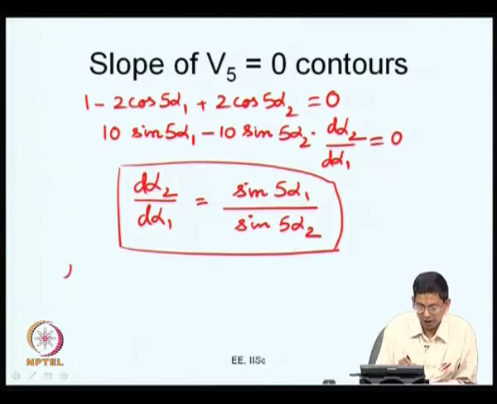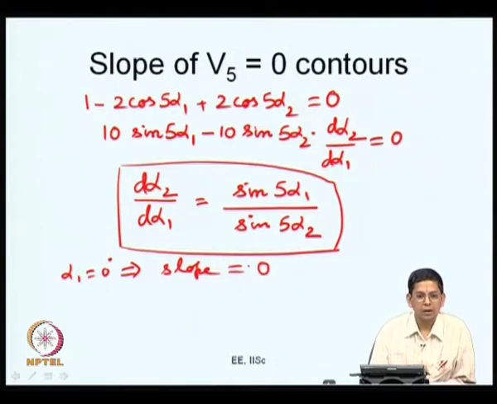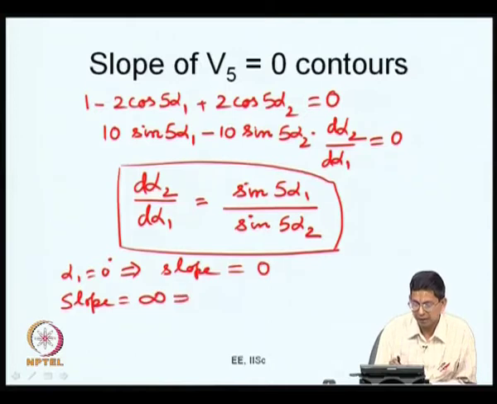So, if you consider the line alpha 1 equal to 0 degrees, you will have slope equal to 0, because sine 5 alpha 1 is sine 0. So the slope will be 0. And when is the slope infinity? Slope can sometimes be infinity. That basically implies sine of 5 alpha 2 is 0, whenever sine of 5 alpha 2 is 0.